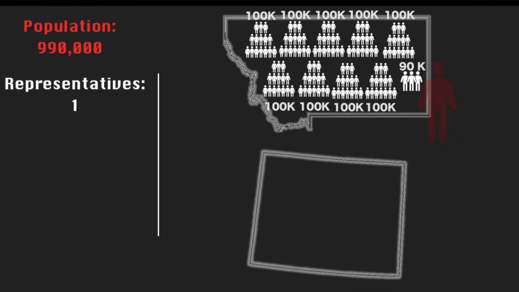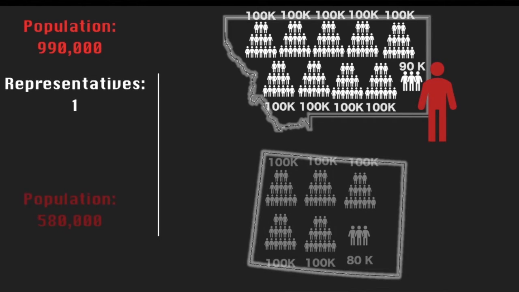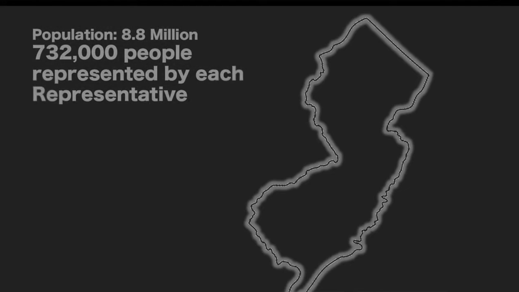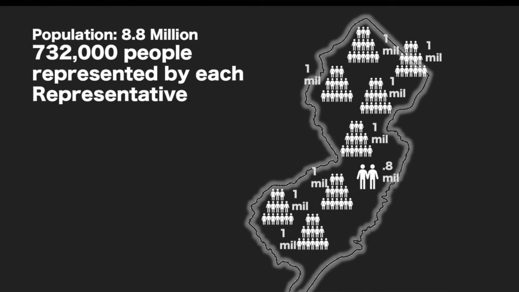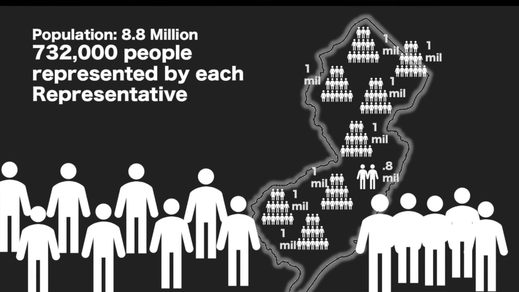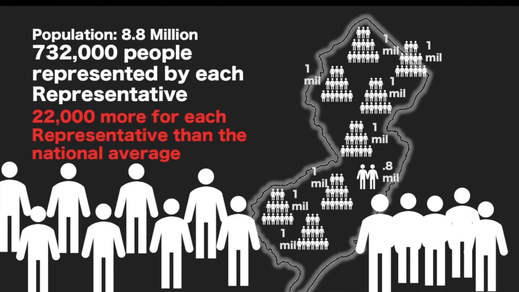The 2010 census indicates Montana had a population of 990,000, just shy of a million, and they have one representative for the entire state, whereas Wyoming, the smallest populated state in the Union, has approximately 580,000 people, and they have the same one representative for the entire state, but there's almost a 500,000 population variance between Wyoming and Montana. My home state of New Jersey had a 2010 census population of 8.8 million and was apportioned 12 representatives for an average of 732,000 people represented by each representative, which is 22,000 higher than the average of 710,000.